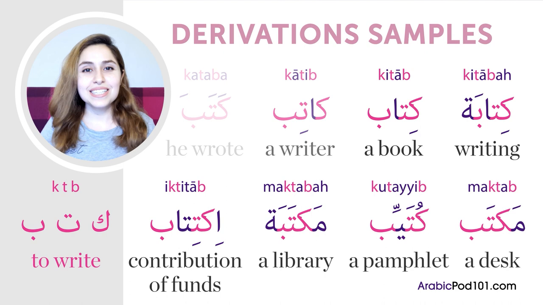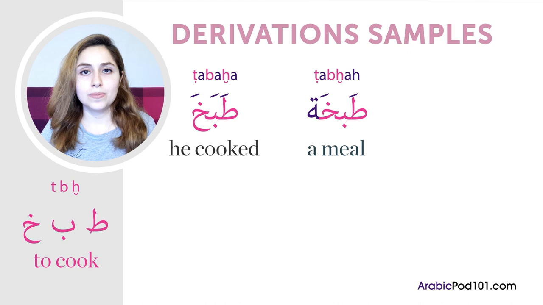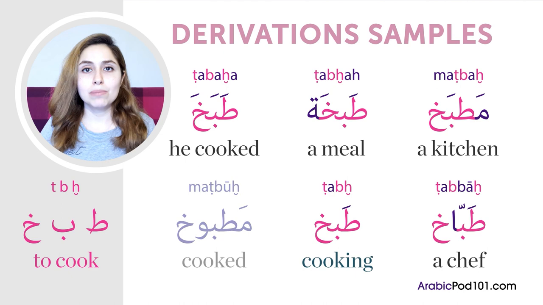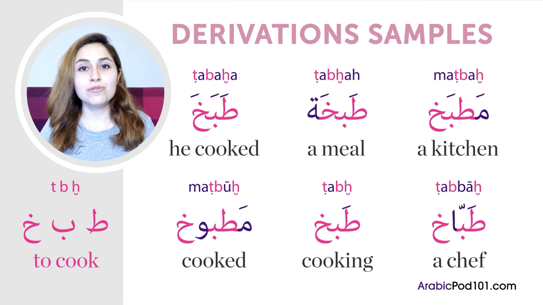Now let's see the variations of the verb to cook. طبخ, he cooked, which is the root. طبخ, a meal. مطبخ, a kitchen. طباخ, a chef. طبخ, cooking. مطبوخ, cooked. As you can see, letters are often inserted in between the root letters, not just as prefixes or suffixes, to form new words. This makes it a bit different from English, where we usually add an ing or er to create new words.